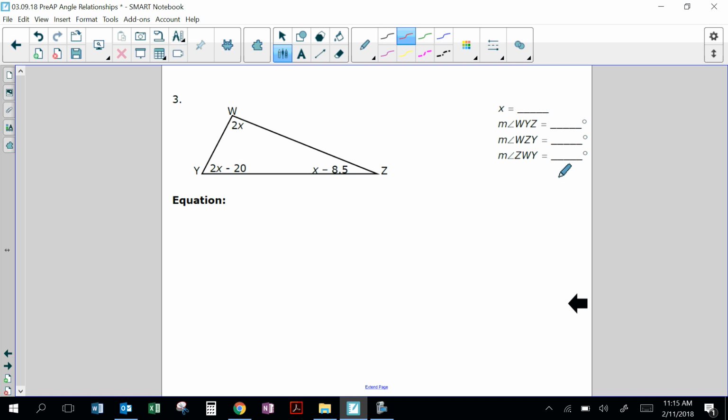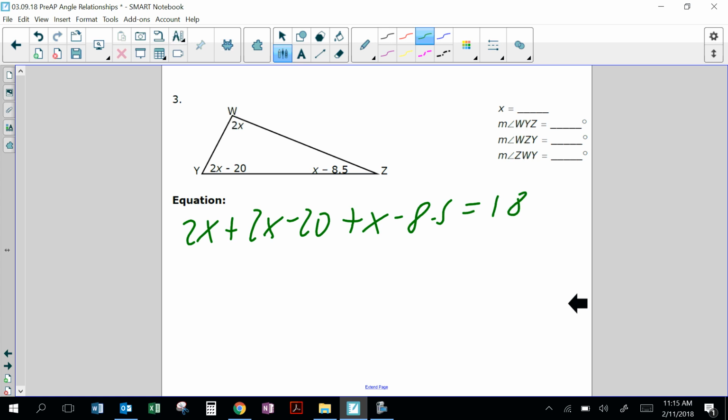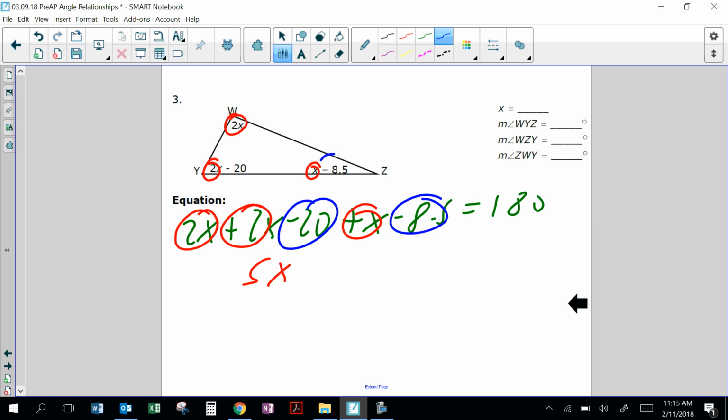All right, number 3, our last example of interior triangles. So in this one, we need to write an equation. So we have 2x plus 2x minus 20 plus x minus 8.5. And the sum of 3 interior angles for a triangle is 180 degrees. So let's combine like terms. I see a 2x, a 2x, plus an x, that's 5x. Here's a check your work, 2x, 2x, x is 5x. Then I see a minus 20 and minus 8.5. So negative with more negative is minus 28.5.